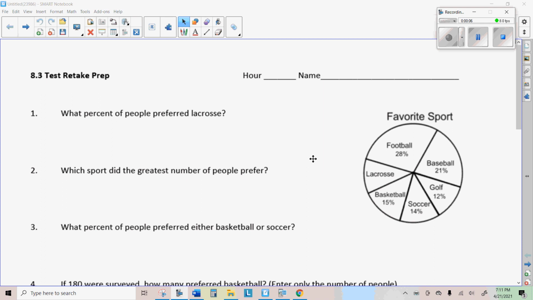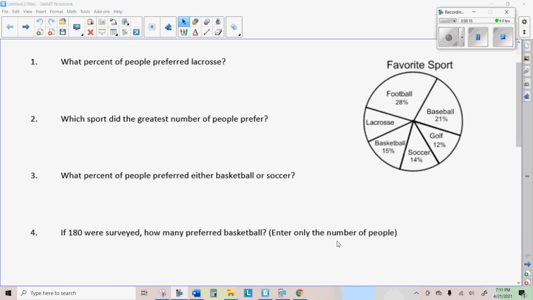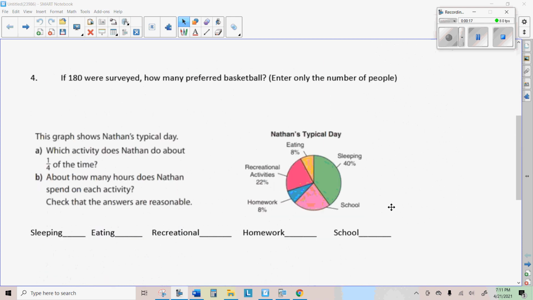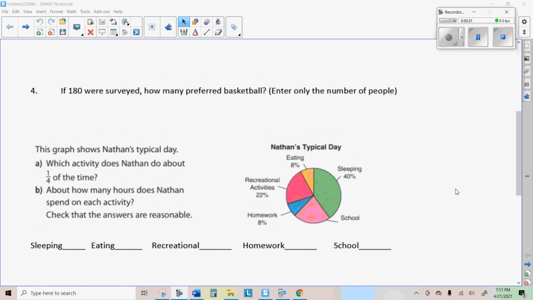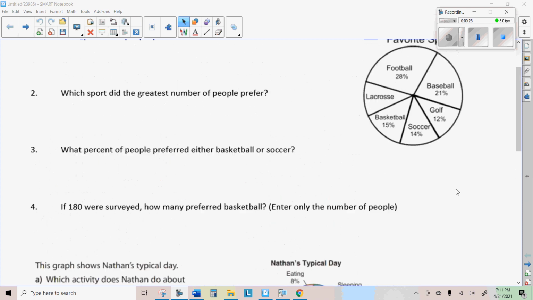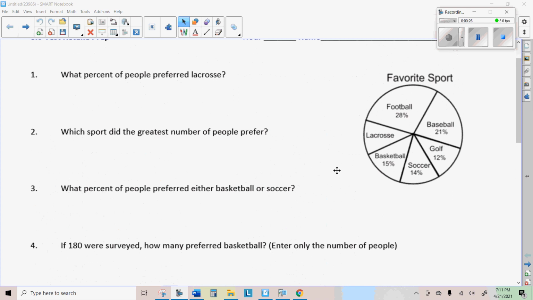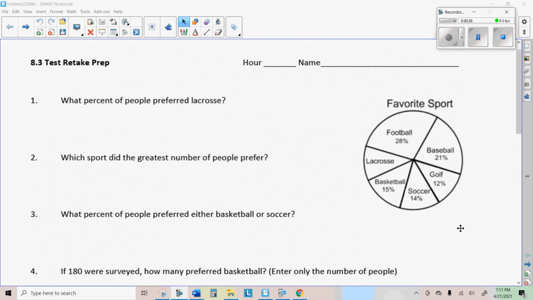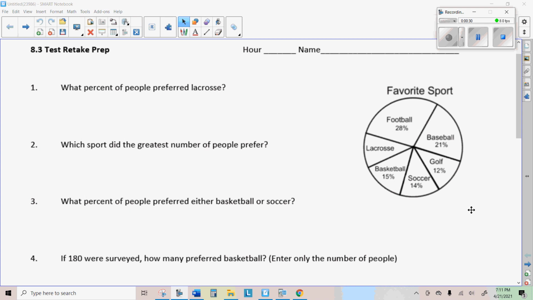Mr. Hermanson again. If you're doing this, you're wishing to retake the 8.3 test. I'm going to do some example problems, and then you're going to do a couple of practice problems. And if you can do them successfully, then I'll let you retake the test. Okay? All right. So first of all, one of the objectives was to learn how to read and create pie charts. Okay. So this is focused more on interpreting them.